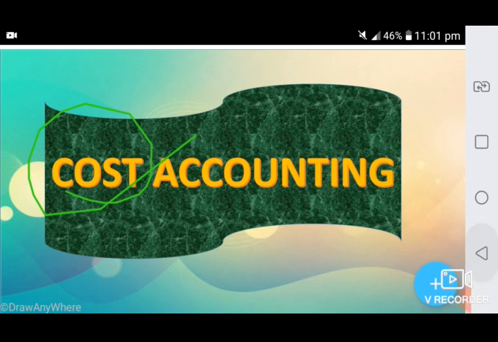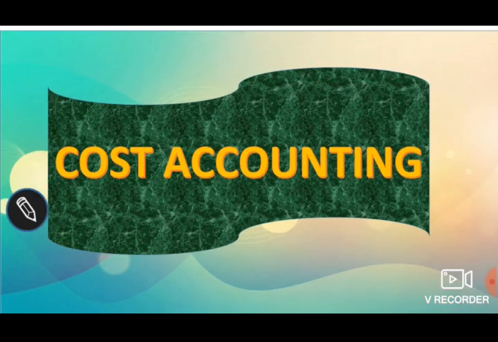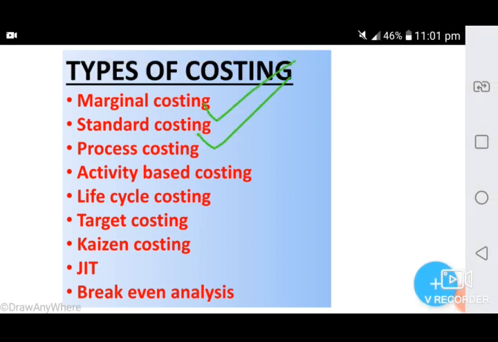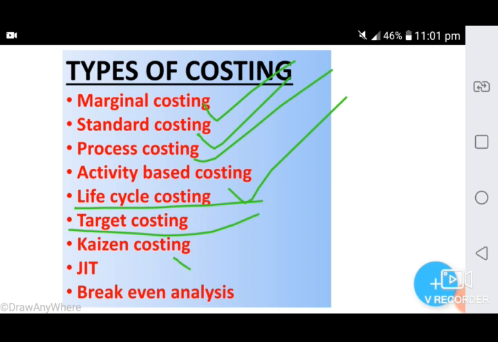Here we discuss the types of costing, the 9 important topics: marginal costing, standard costing, process costing, activity based costing, life cycle costing, target costing and KAIZEN costing, JIT (just in time), and also we discuss break-even analysis. Okay, let's go.